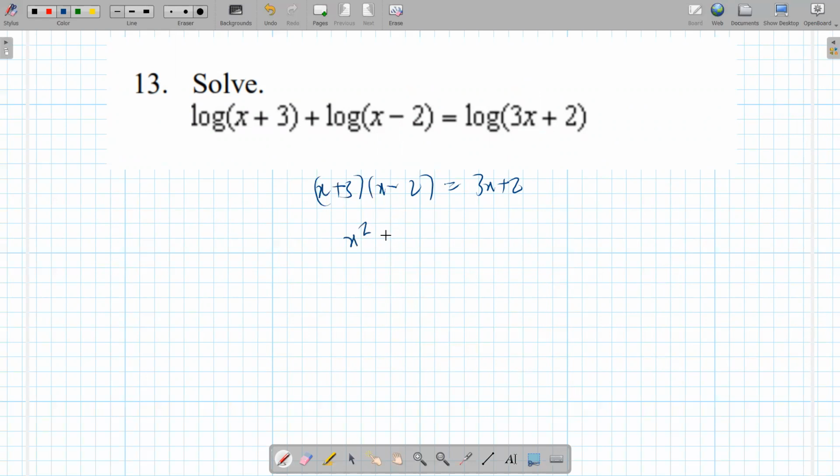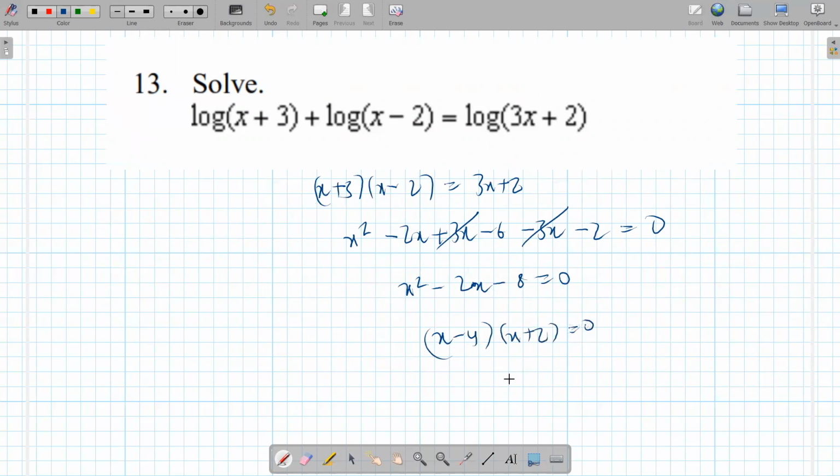So you get x squared minus 2x plus 3x minus 6 minus 3x minus 2 equals 0. This and this cancel out. So you get x squared minus 2x minus 8 equals 0. So that is x minus 4, x plus 2 equals 0. So x is either 4 or x is minus 2.